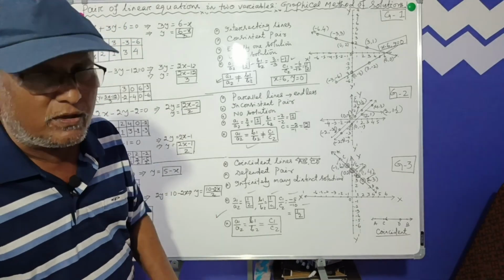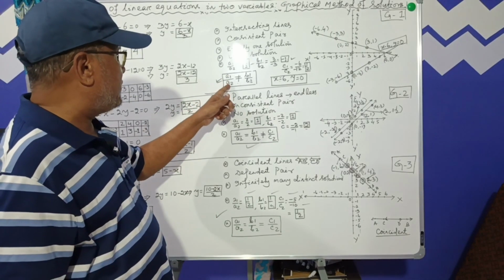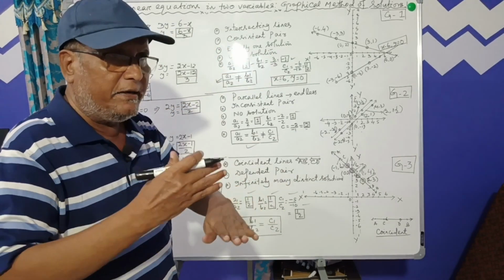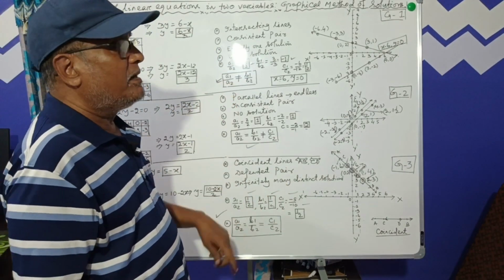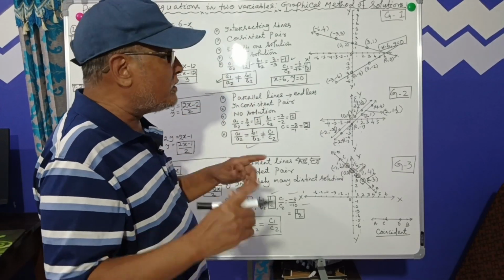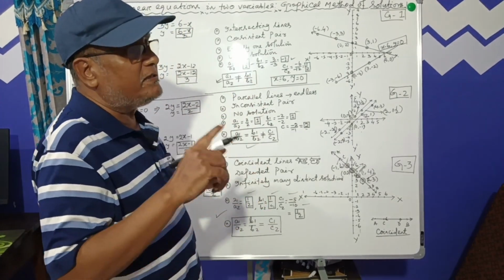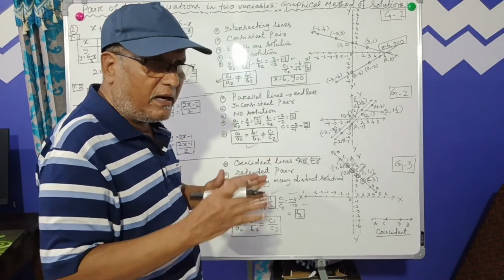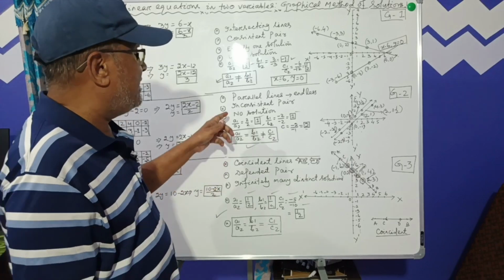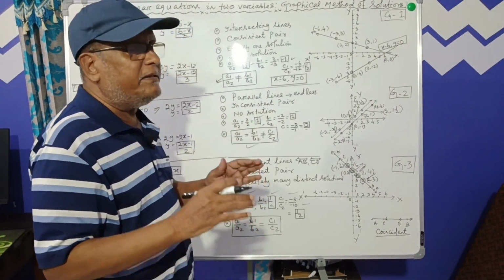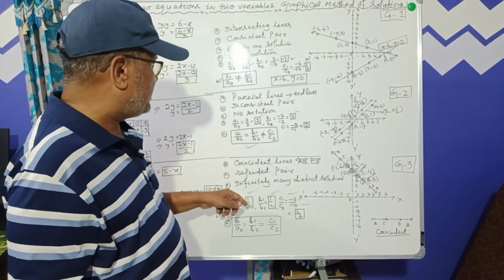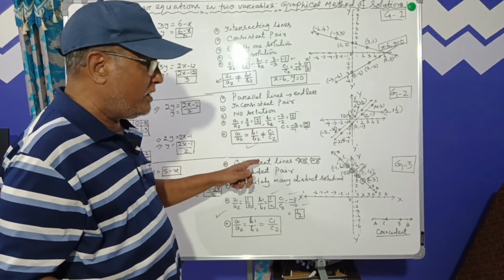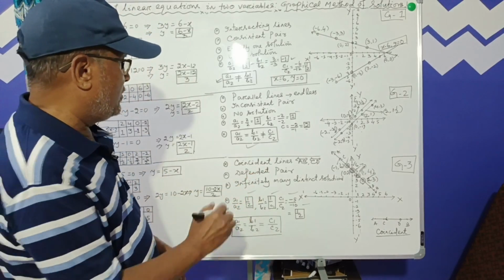So we conclude: whenever A1 by A2 is not equal to B1 by B2, that is called a consistent pair or intersecting lines, and they have a unique solution, exactly one solution. And when two lines are parallel, they don't intersect. They are called an inconsistent pair, and they don't have any solution. So the condition is the ratio of A1 and A2 is equal to B1 by B2 and is not equal to C1 by C2. So this is important.